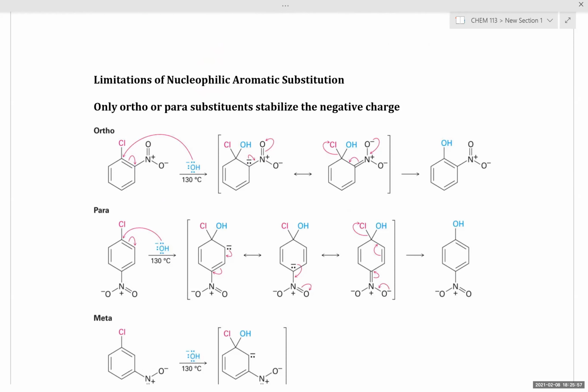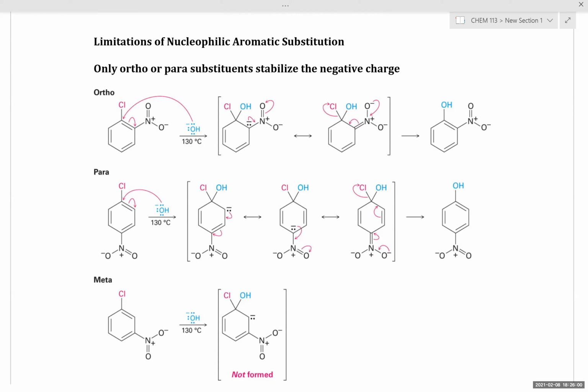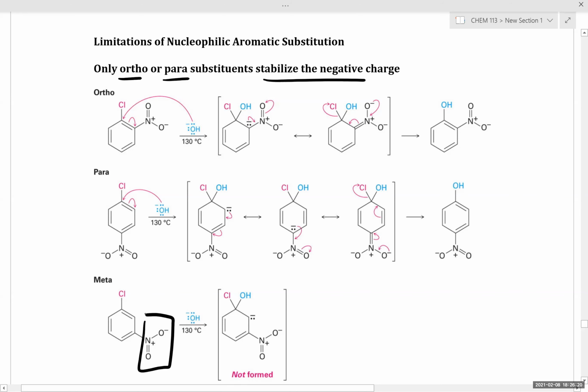Okay, so when we think about limitations of nucleophilic aromatic substitution, we see that only the ortho and para substituents can stabilize your negative charge, right? So in each of these cases, when our nucleophile attacks and we generate our anion, only the ortho and para nitro compounds actually undergo efficient reaction. The meta nitro compound, no matter how hard we try, this anion cannot be directly delocalized into our nitro group. And as a result, this anion is less stable and it's less likely to form.